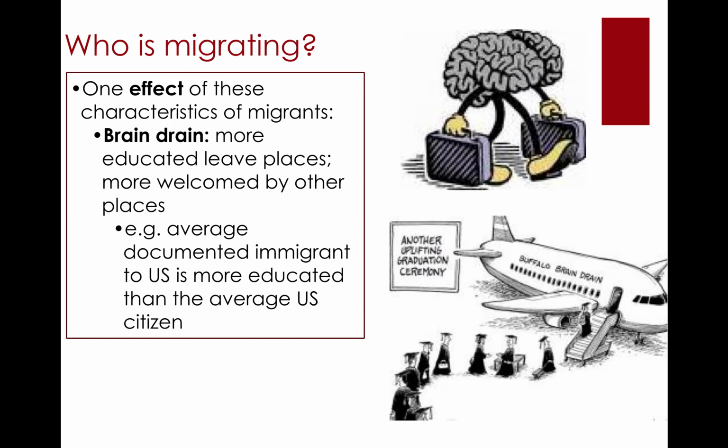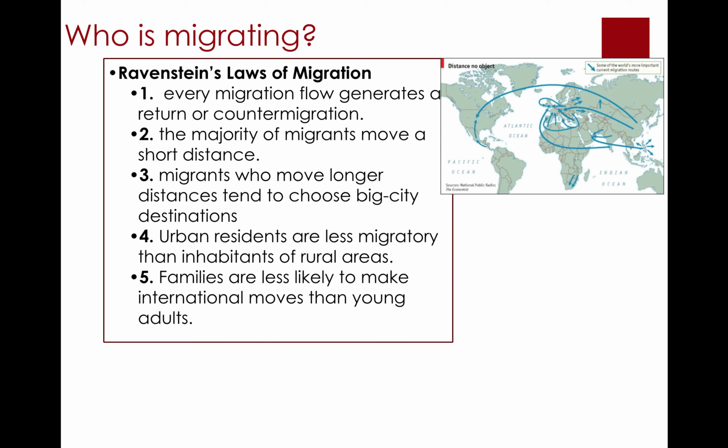So brain drain is a big effect of the fact that certain groups of people are often migrating. Now, I just summarized those, but there's a term I'd like you to be familiar with: Ravenstein's laws of migration. These were developed in one of the peak eras of migration in U.S. history, which we'll talk about in the coming flip video. So I'm going to quickly read them.